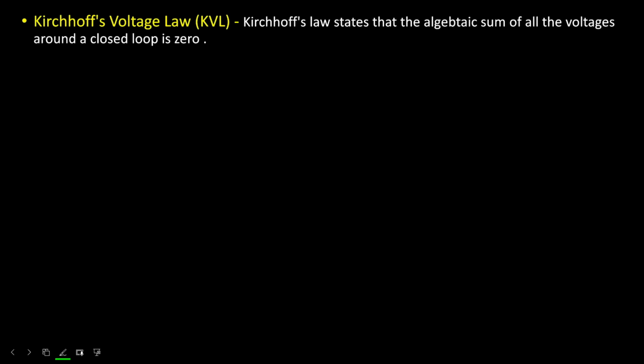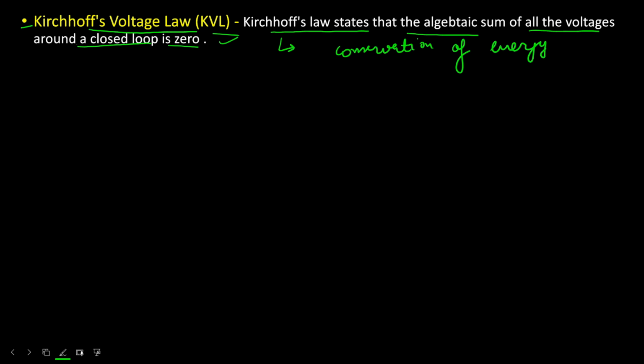Let's start with the second law, which is Kirchhoff's voltage law. This law states that the algebraic sum of all the voltages around a closed loop is 0. This particular law is based on the law of conservation of energy.